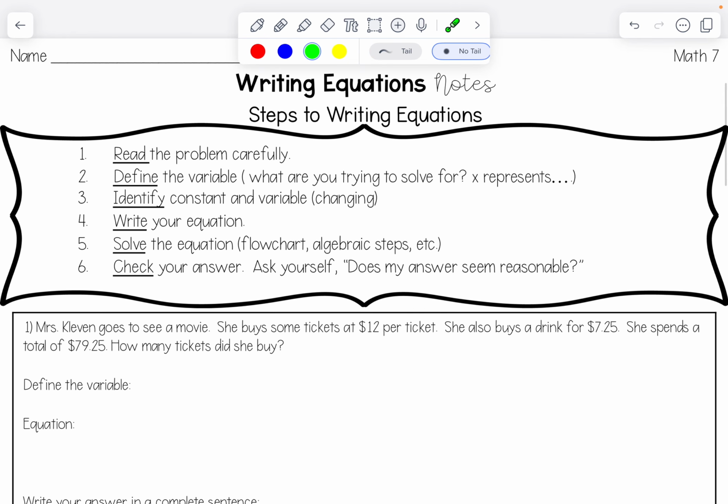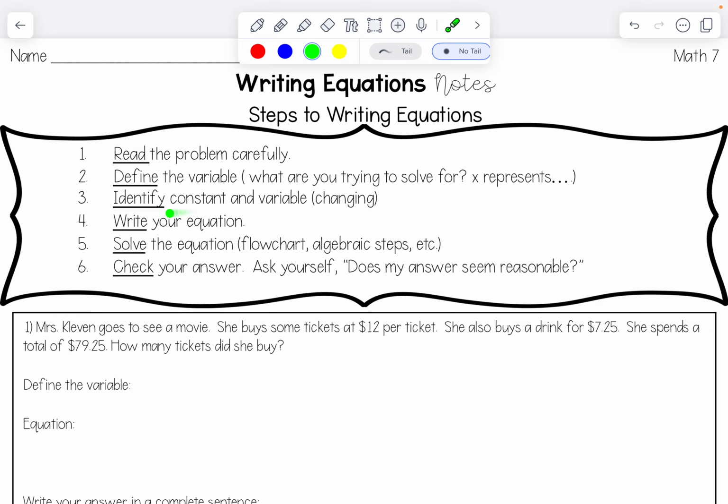First, you want to make sure you're reading the problem carefully. So the first step anytime you see a word problem is to read it. The second thing is we want to define the variable. So we want to look at the question that's being asked and figure out what we are trying to solve for. What could we use a variable to represent? Today I'll probably use x a lot just because I default to that, but you could use any letter that you want to represent.